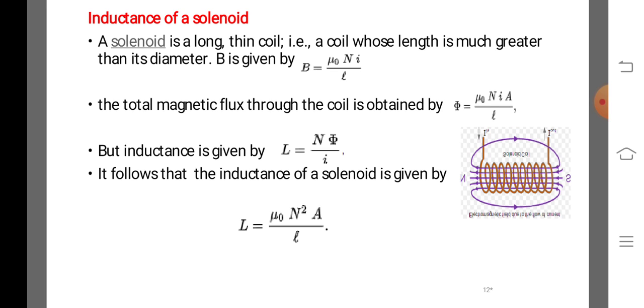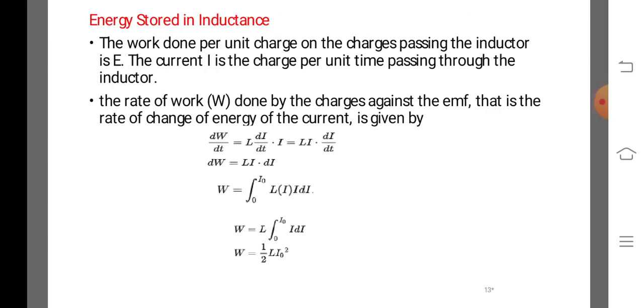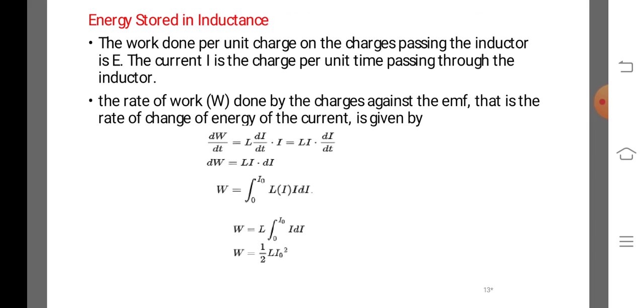Next we have to see the inductance of a solenoid. A solenoid is a long thin coil, for example a coil whose length is much greater than its diameter. B is given by B equals mu naught N I by l. So the total magnetic flux through the coil is obtained by phi equals mu naught N I A by l. But inductance is given by L equals N phi by I. It follows that the inductance of a solenoid is given by L equals mu naught N square A by l.